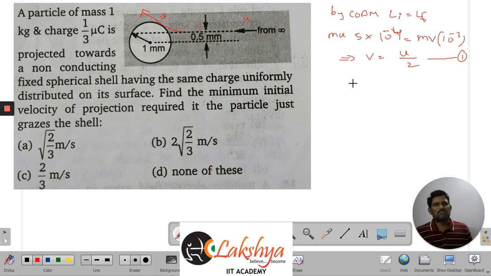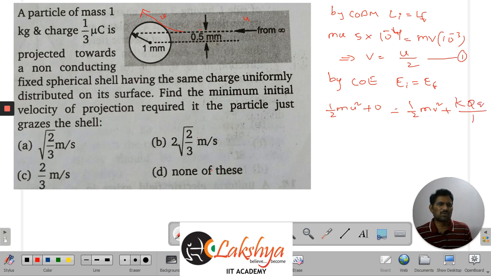And now just apply the conservation of energy again. So by conservation of energy, we can write that initial energy is equal to final energy. The initial energy is nothing but, since it is projected from infinity, it only has the initial kinetic energy here. Potential energy will be 0. And finally, suppose it is having this potential energy and kinetic energy. So kinetic energy is half m v square, and potential energy you can write as k into q by r. We can write the potential on the surface of the shell into this charge.